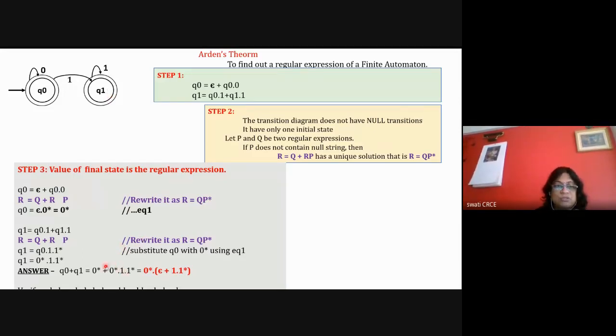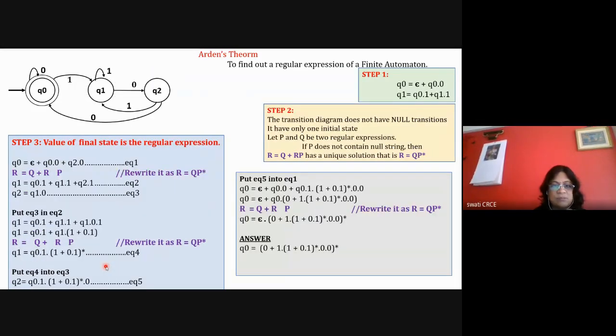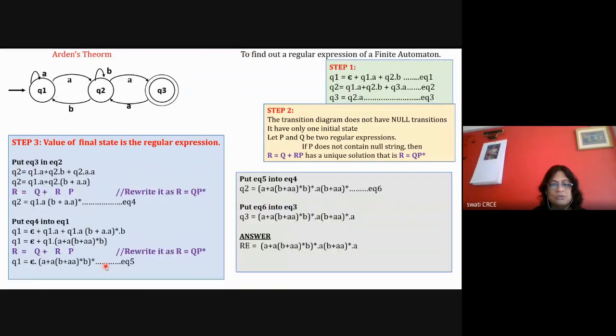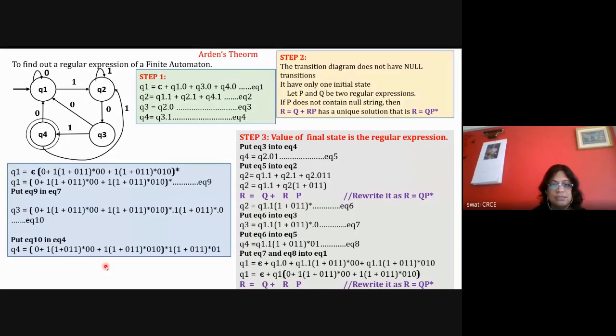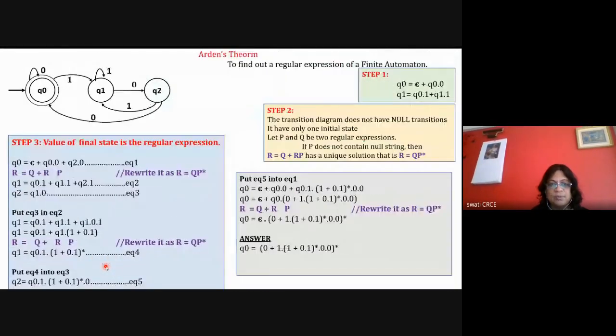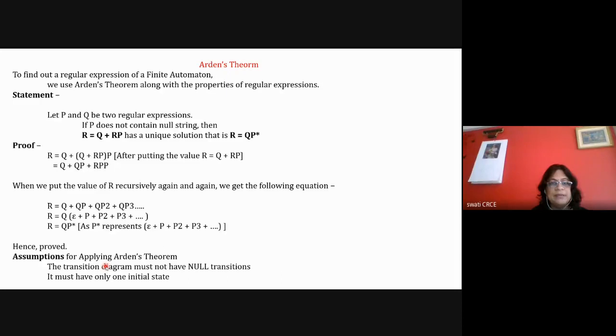I have actually prepared the slides for some more problems, but now the time is over. So we'll quickly go through one or two problems in the next lecture, and I'll share the PDF of this lecture with you.